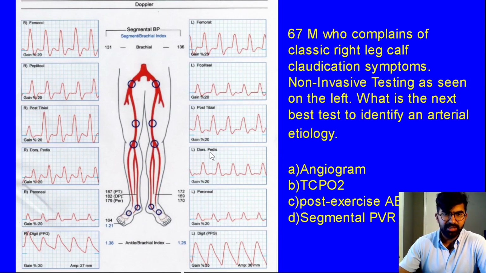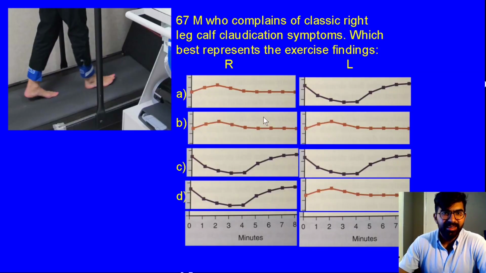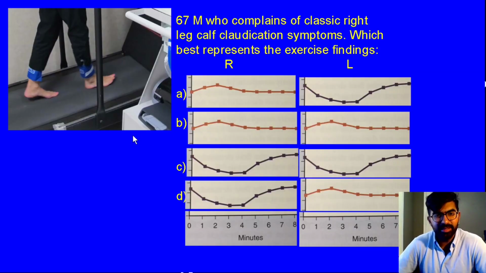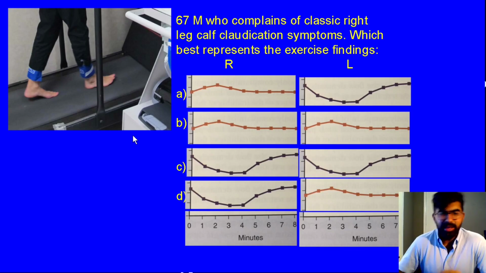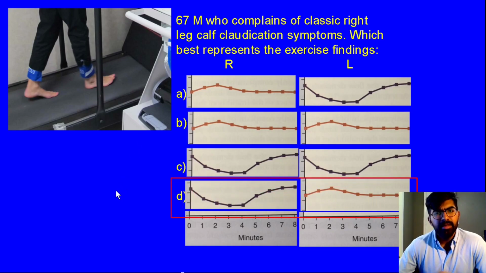For those of you who said post-exercise ABI, excellent, excellent. And let's talk about that, because this is a great test to help figure out these lesions. So again, the heading is right there, and I'm going to ask one more question here. Which represents the best exercise finding? And it popped up for us, but it would really be D.